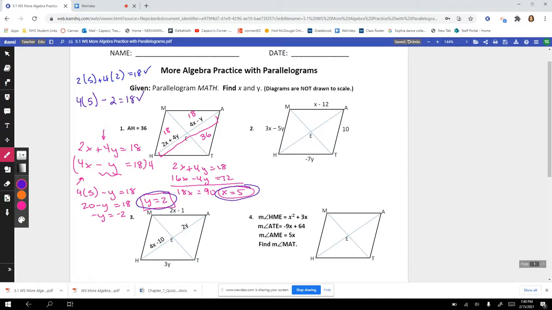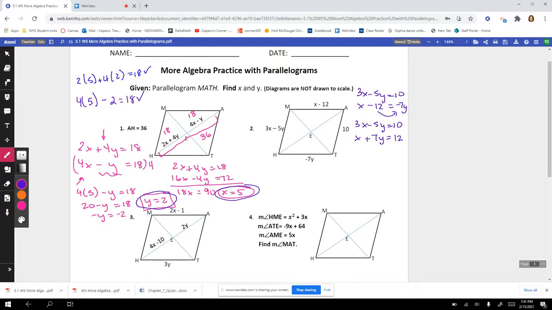All right, let's look at number 2. This time in the parallelogram, I'm looking at opposite sides are congruent. So I have the equation 3x minus 5y is equal to 10, and then x minus 12 is equal to negative 7y. Okay, so the first equation is fine. It's in standard form. My second equation, I need to get in standard form, so I'm going to bring that negative 7y to the left, and that becomes positive 7y. And I'm going to move this negative 12 to the other side, which would give it positive 12.